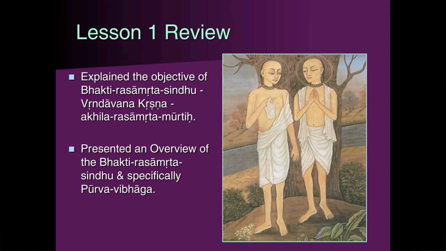practice of Krishna consciousness. We explained the objective of the Bhakti Rasamrita Sindhu, Vrindavan Krishna, Akhila Rasamrita Murti, the embodiment of all rasa. We presented an overview of the Bhakti Rasamrita Sindhu, the 4 divisions of the watery ocean, and particularly the Purva Vibhaga, the eastern division, which we'll be studying in our course for the Bhakti Shastri. So we're carrying on.